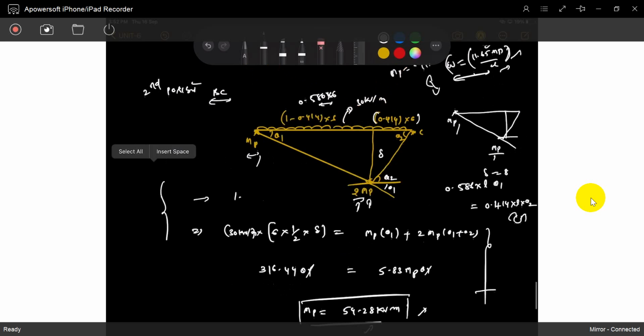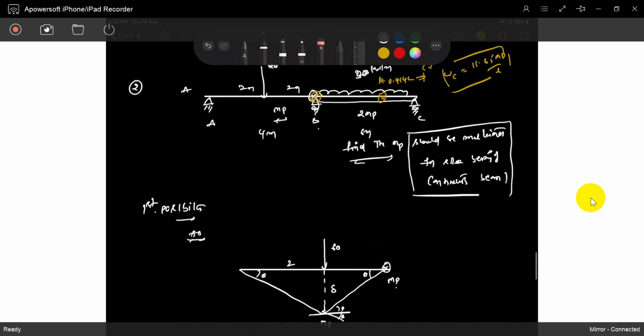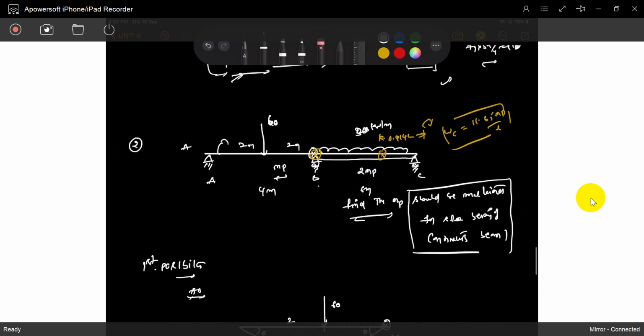So this is the moment carrying capacity of MP. MP means for AB it is 54.28, for BC it is 108.56. We have to maintain that plastic moment capacity. To maintain that much value, we have to choose the cross sections, how much width, how much depth. That is the design part. Got the idea? That's it.